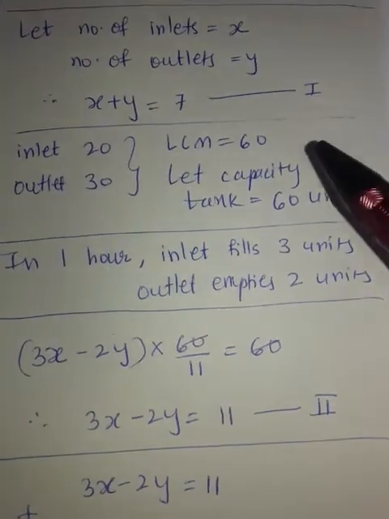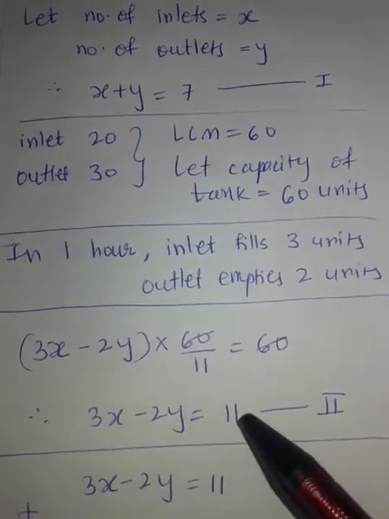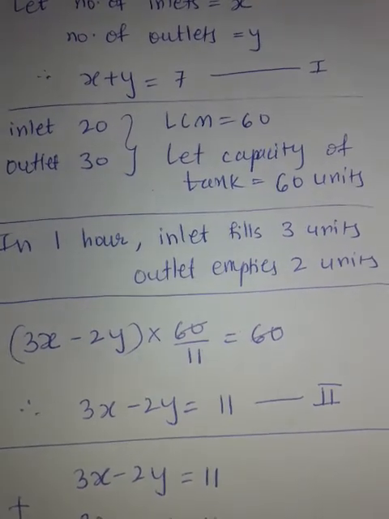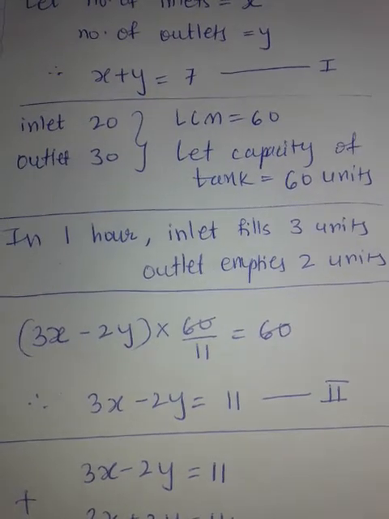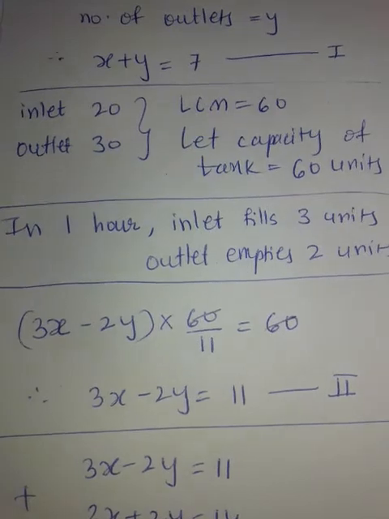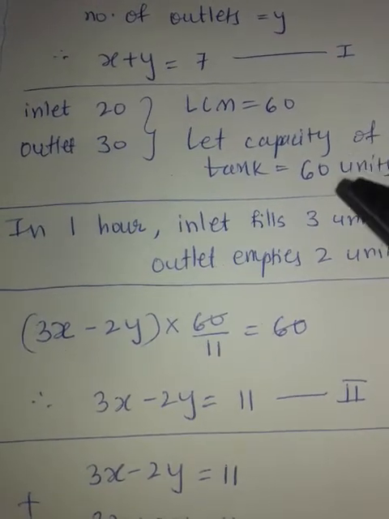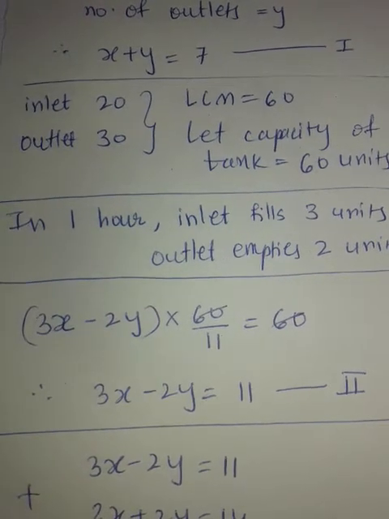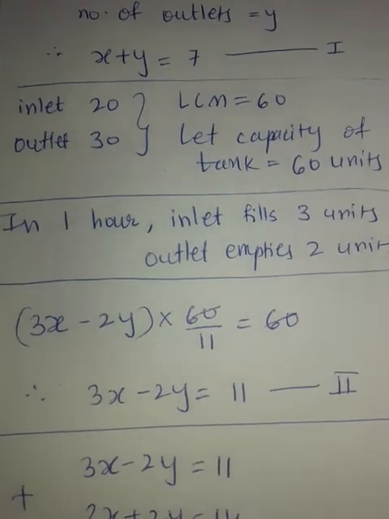So now we have two equations. X plus Y is equal to 7. 3X minus 2Y is equal to 11. Can we solve simultaneous equations? If you have forgotten how to solve simultaneous equations, please watch clip numbers 36 and 37 of my channel. I have covered even shortcut tricks to solve these examples, how to form them, how to solve them, everything I have covered in clip numbers 36 and 37. So you can watch them.